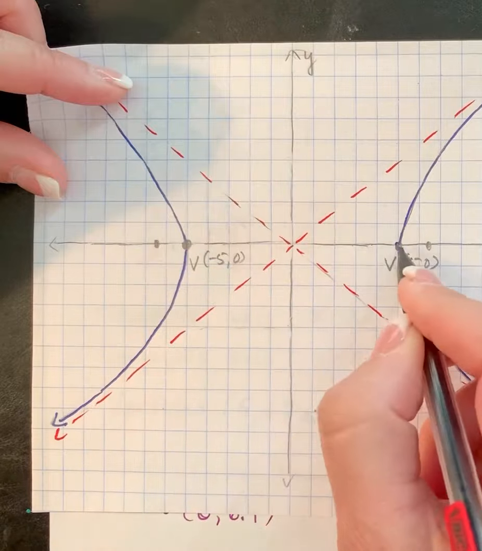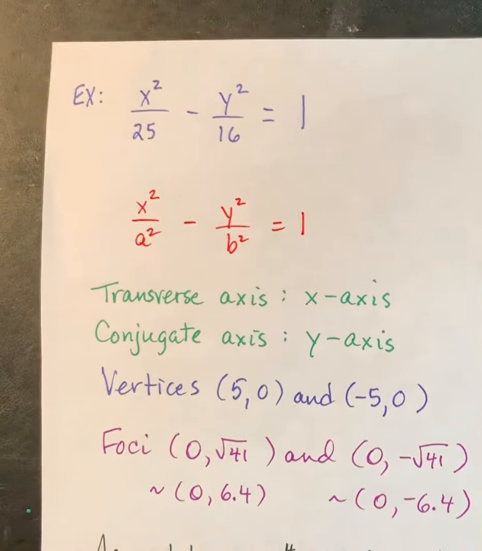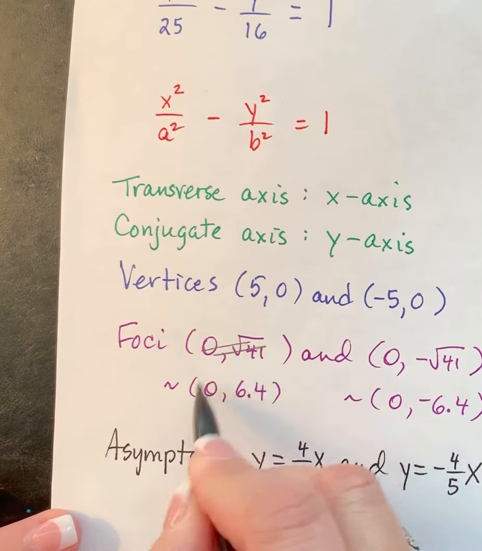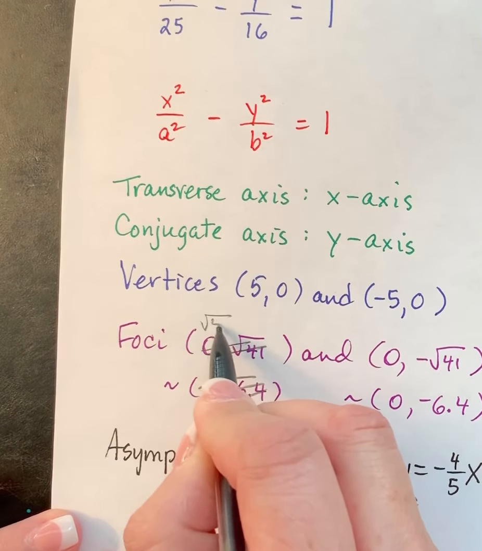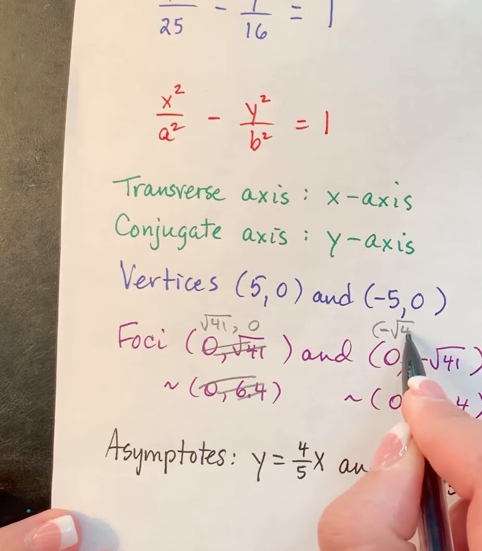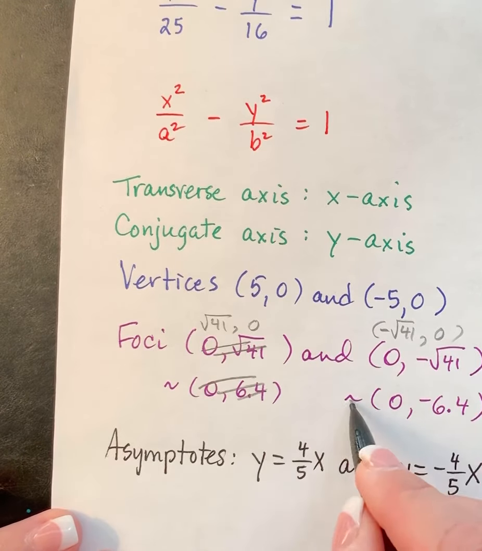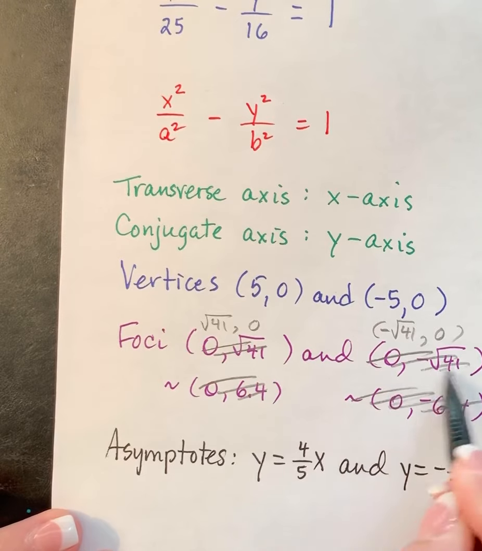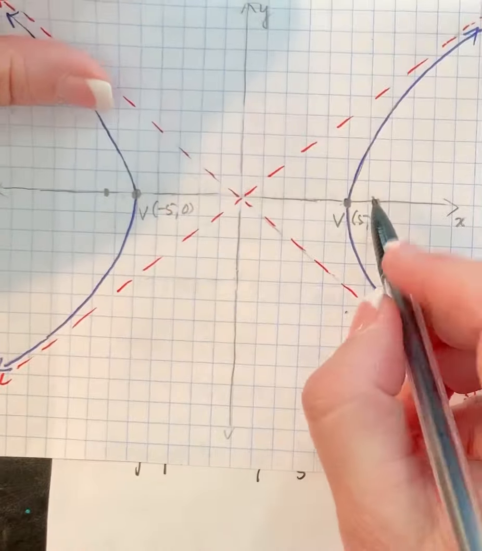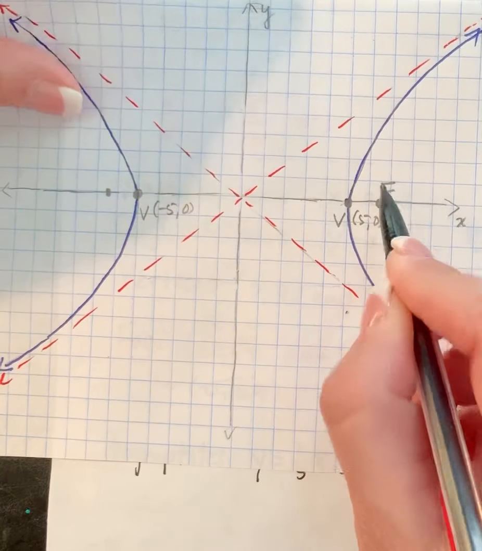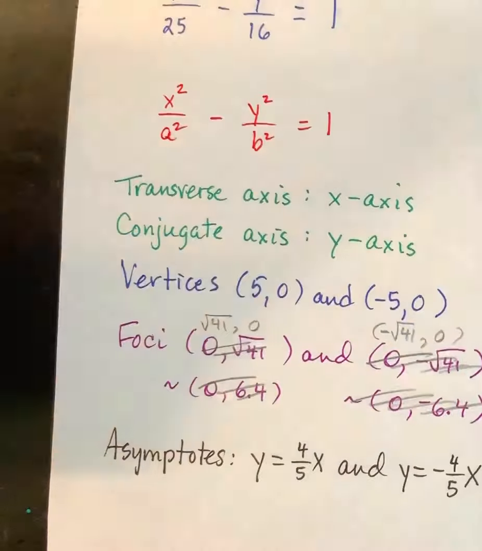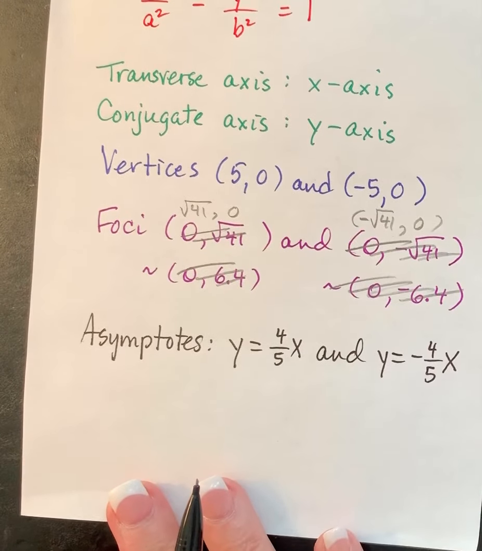There are your vertices. And then the foci, it looks like I wrote these the wrong way. They're going to be on the x-axis. So square root of 41, comma 0, and negative square root of 41, comma 0. The square root of 41 is approximately 6.4. So you can see here's one focus, and here's the other one. They're on the transverse axis.